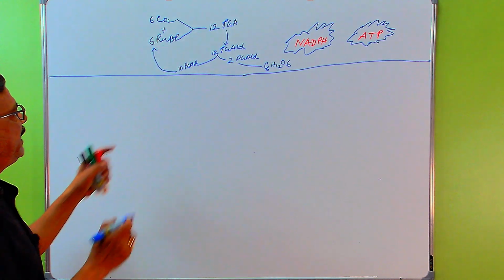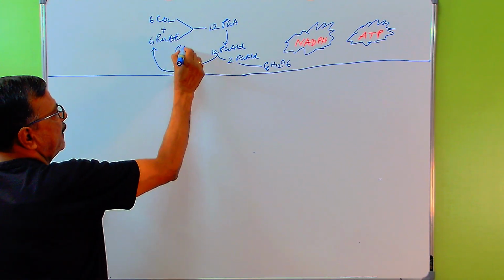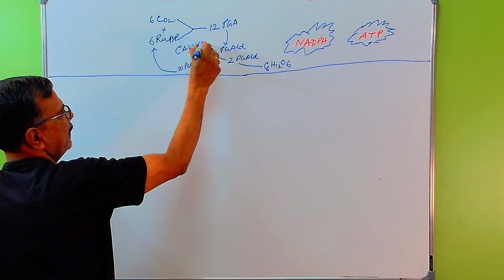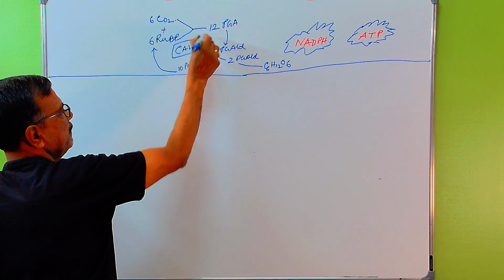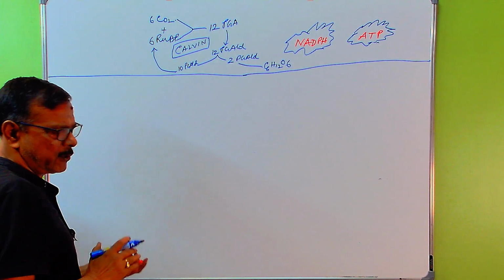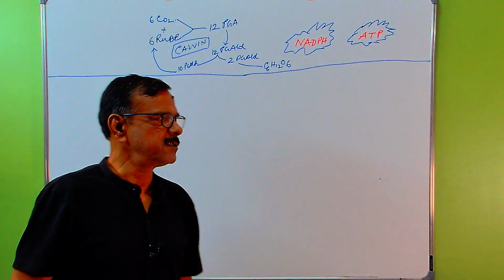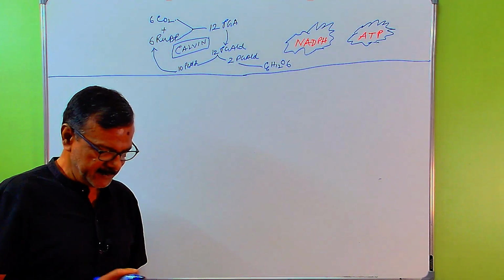You keep this in mind that this is the shortest form of the Calvin cycle and the shortest form of glucose synthesis. Now we will elaborate it. Okay.